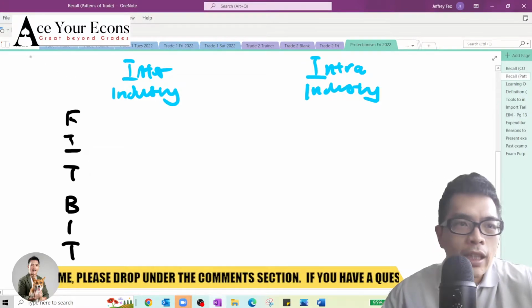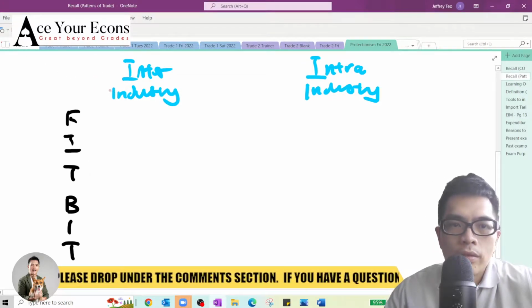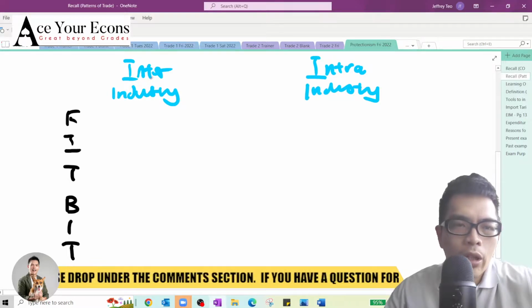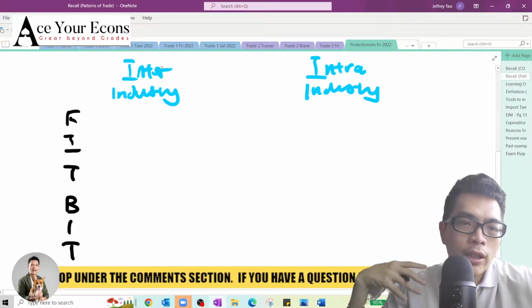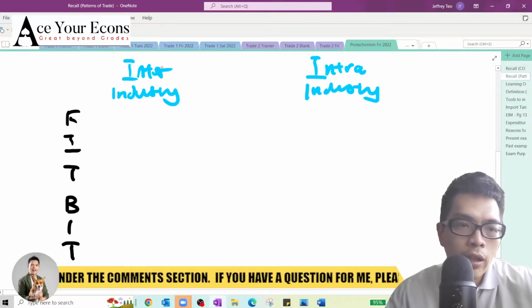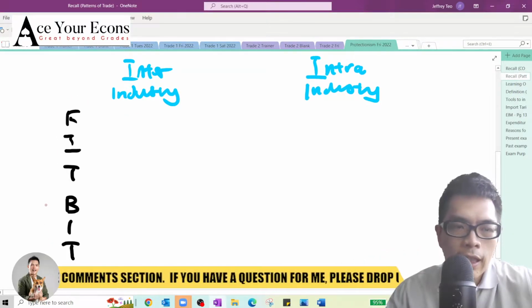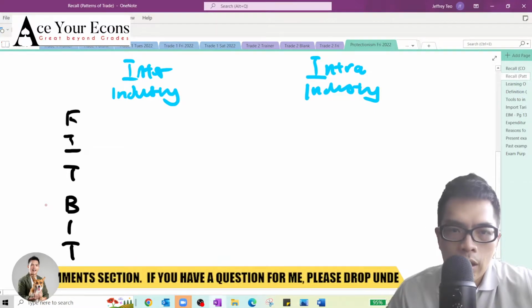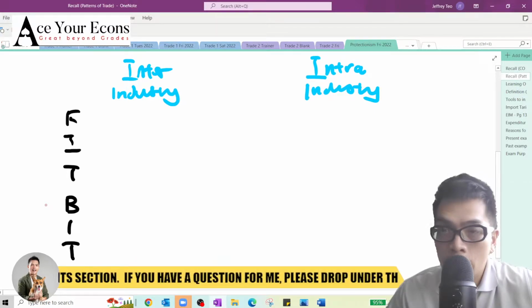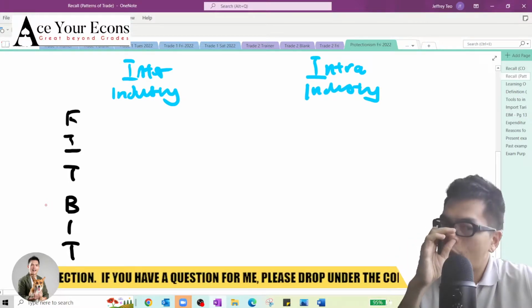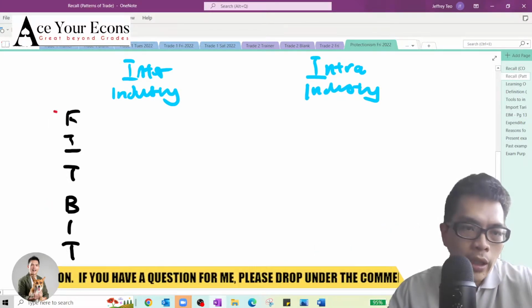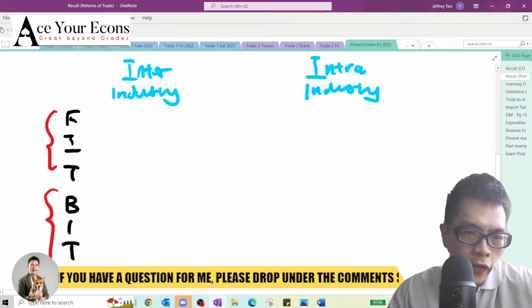What does F stand for? Remember, when we want to uncover how trade occurs within different industries, this is the acronym that we use. These are the 6 components that affect trade between different industries. So what does all of this stand for? We can break it down into two halves, FIT and BID.